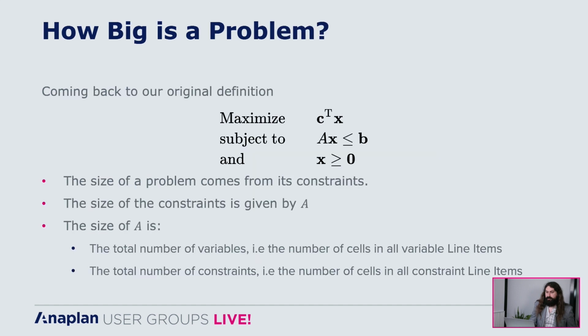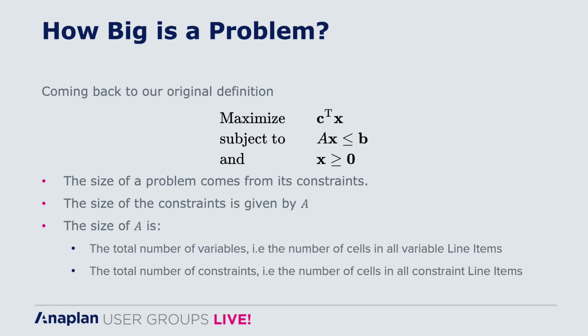And that comes to how big is a problem. So back to our original formulation, we can see that the objective is always just the size of the number of variables. And we can see that the last term doesn't really bear an impact on the Anaplan formulation. So it's the middle term, the constraint term, that is the main driver of size. And it's that capital A that is actually the big determinant.